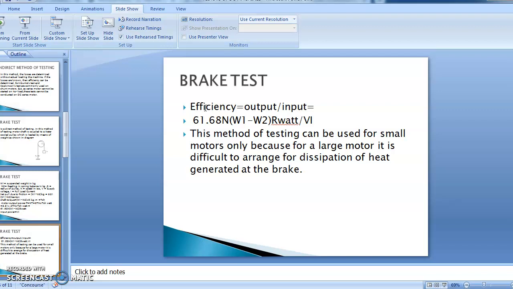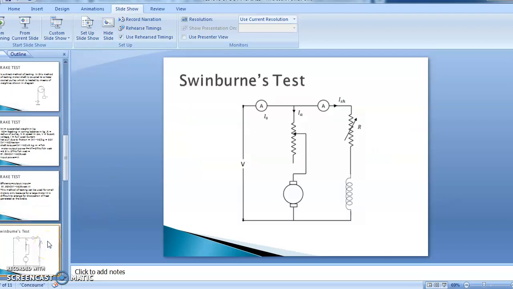So for the large size of motor we are having some specific test procedure. One of them, or the most important of them, is Swinburne test. So let us see what is Swinburne test and how it is conducted. Before starting this test, I just want to share with you that this test cannot be performed with series motor, because this test is performed at no load conditions.